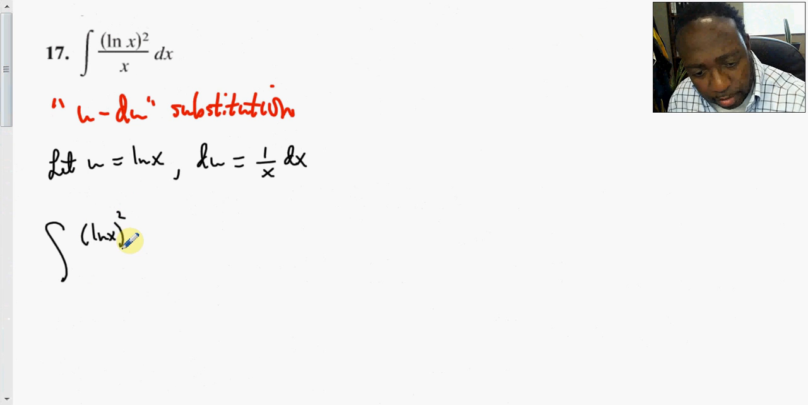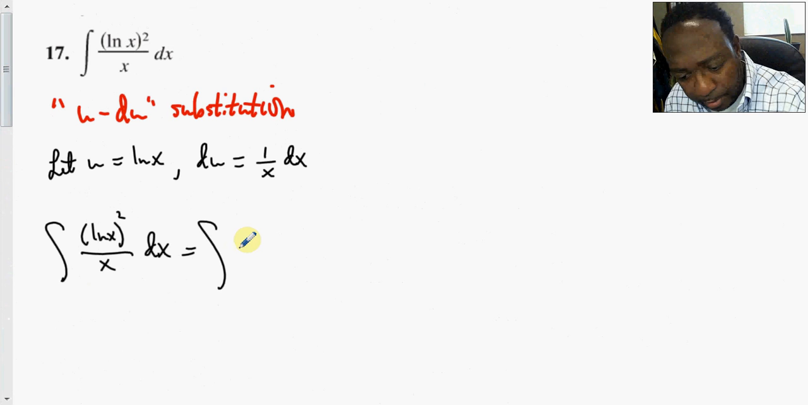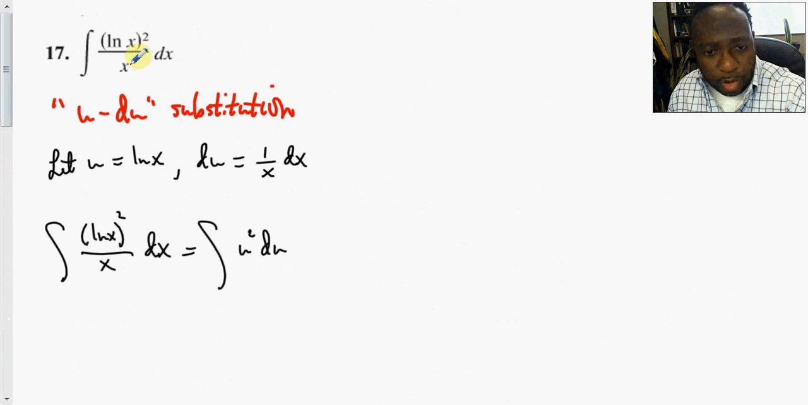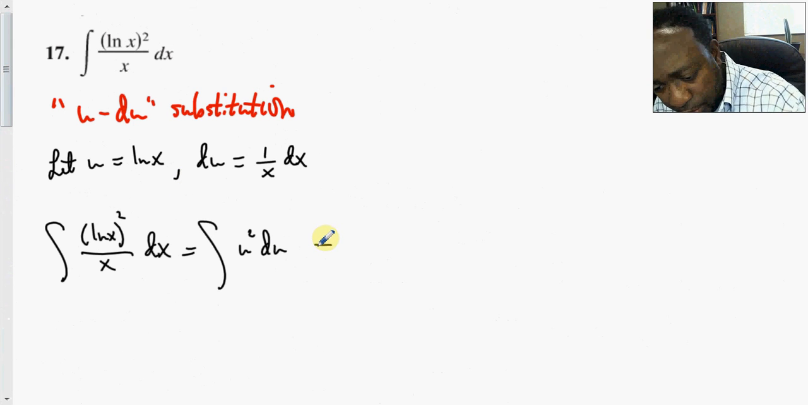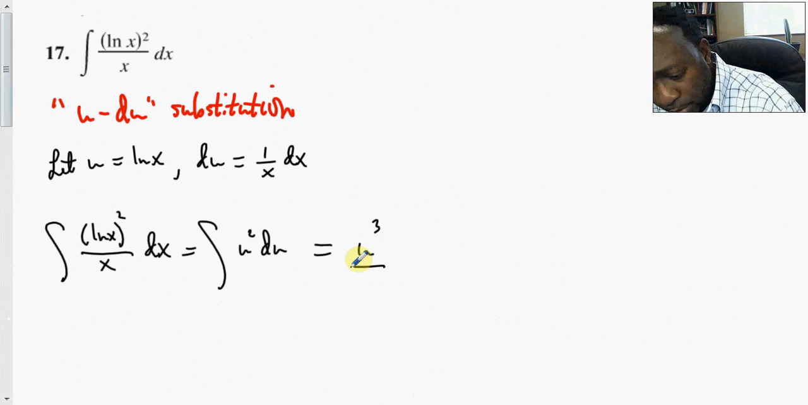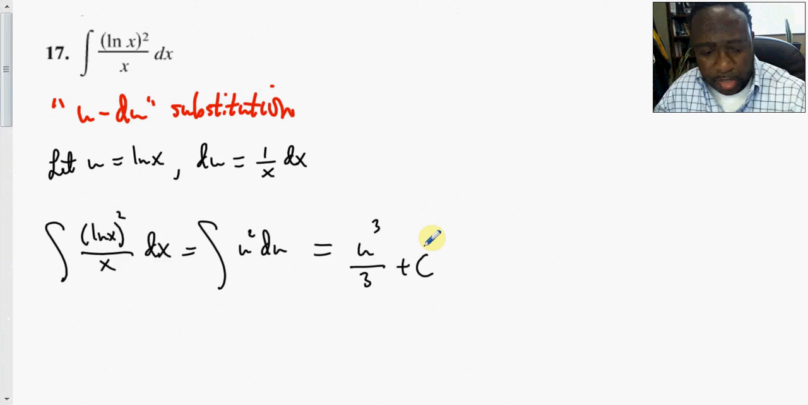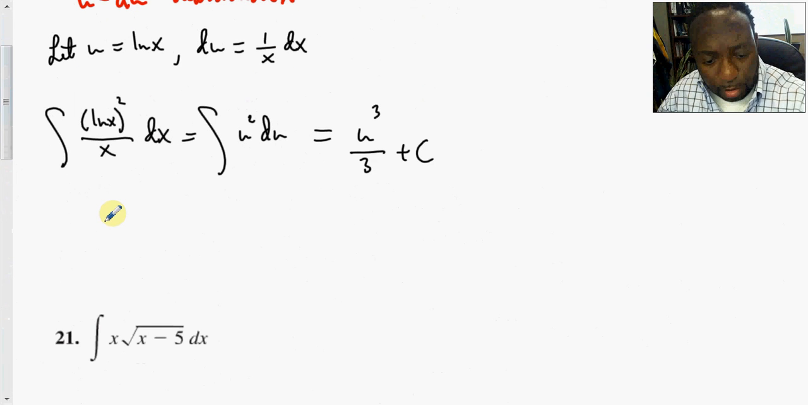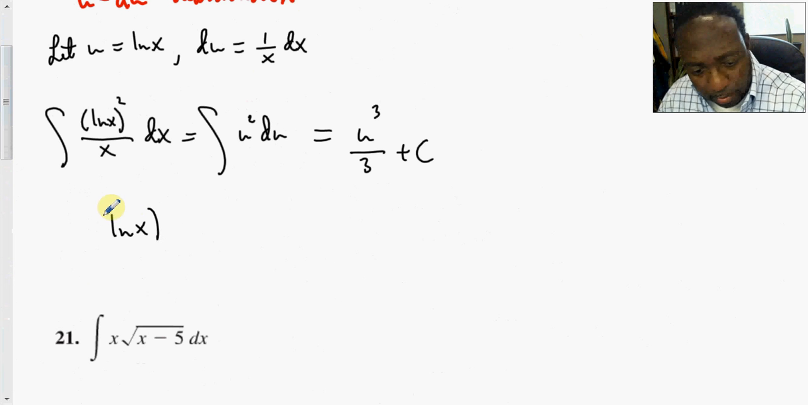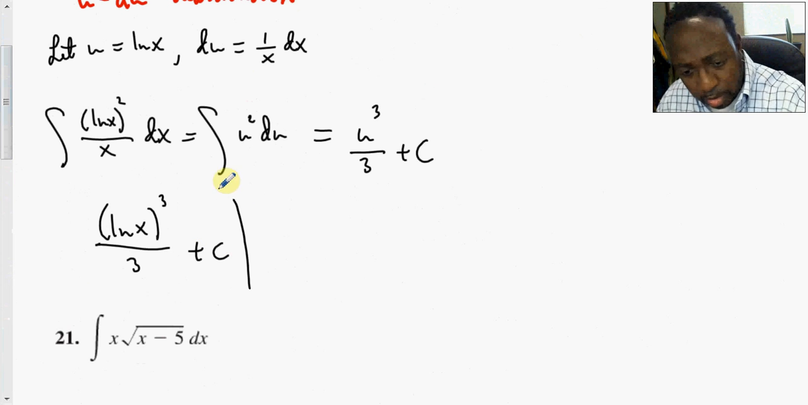of the natural log of x squared over x dx is equal to the integral of u squared du. Du picks up the 1 over x dx, right? It's du. And then the u squared is the natural log of x squared. So we just integrate that. So this is u to the third over 3 plus the constant. And u is the natural log of x. It's the natural log of x cubed over 3 plus c.